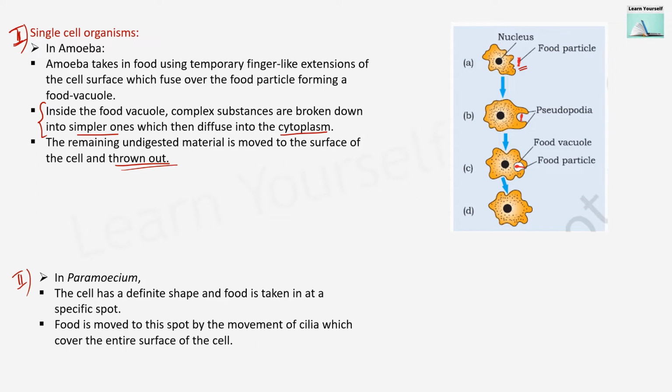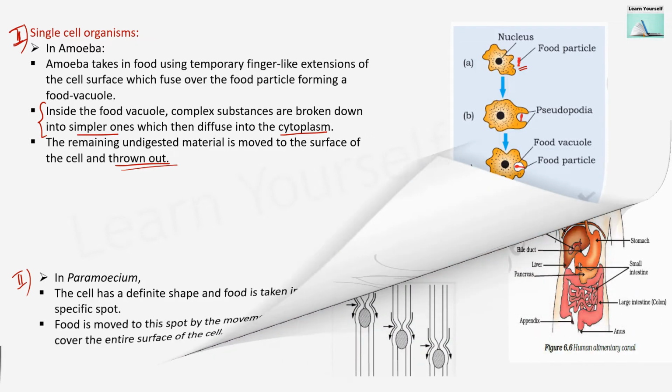Then second, in paramecium, the cell has definite shape and food is taken in at a specific spot. Food is moved to this spot by the movement of cilia, which covers the entire surface of the cell. So this is our paramecium and this is a structure of cilia. So via cilia they will take the food particle at a specific spot and from there they will absorb it.